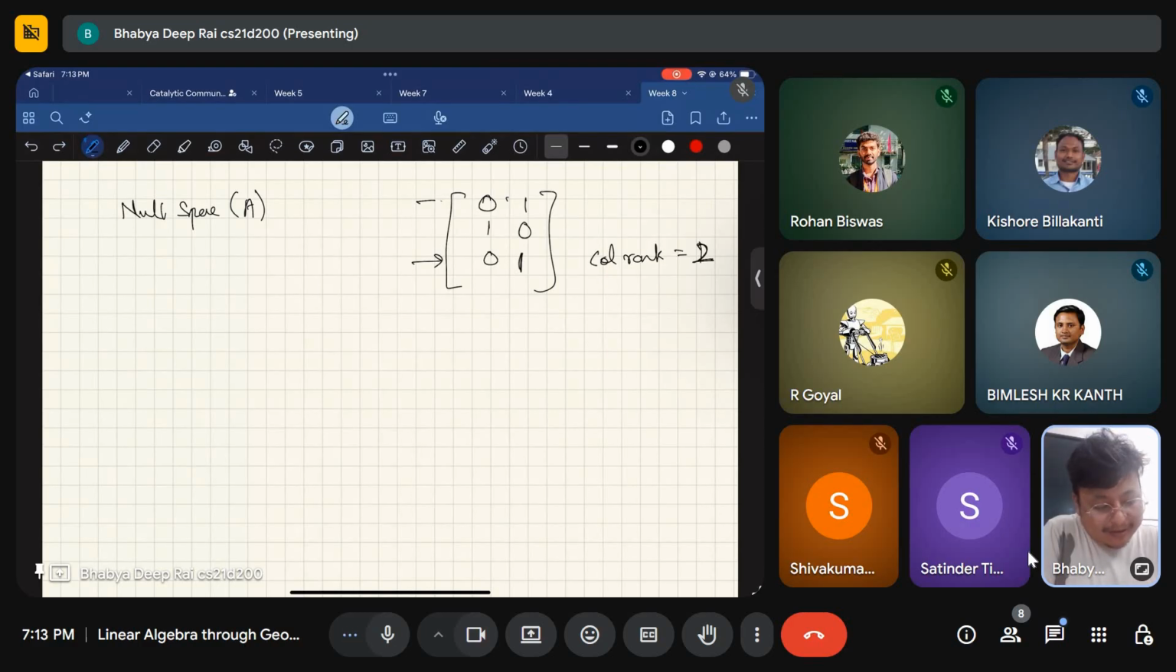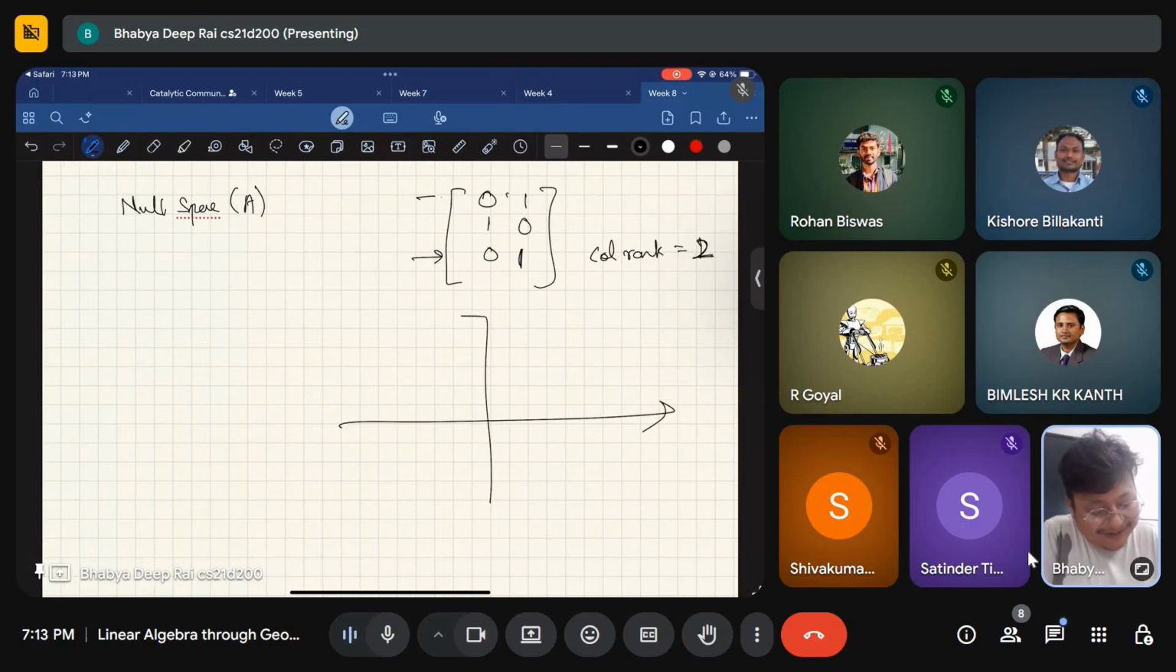Because if I plot this on a graph, this particular bunch of vectors, even though I get what you mean to say, Satinder, that this is a 3-dimensional vector, and these are 2-dimensional vectors, we do not mean dimension in that sense. We mean dimension of the span. What are the things that it can reach? That is what we are trying to say.